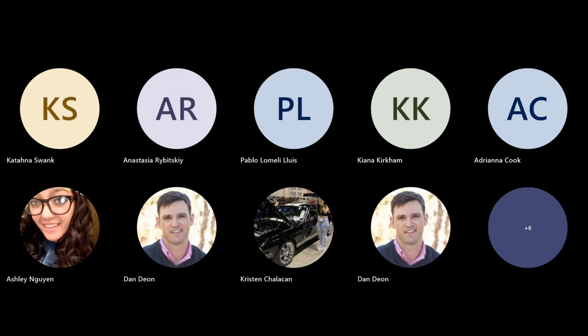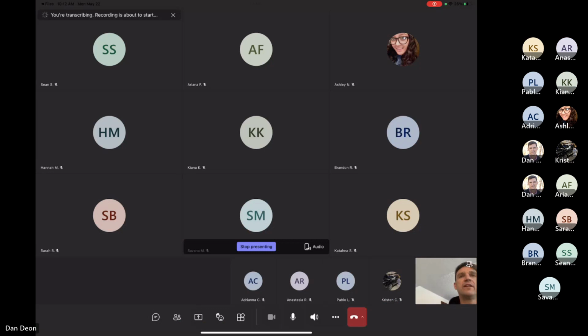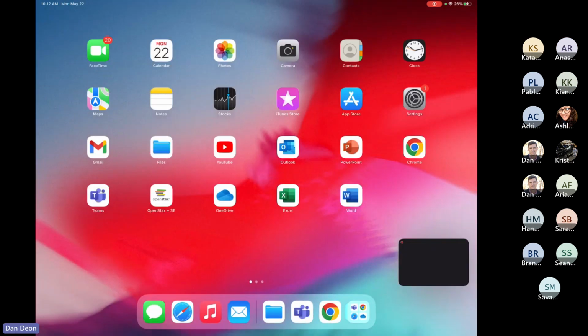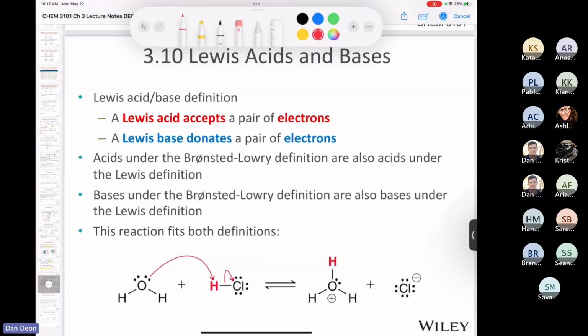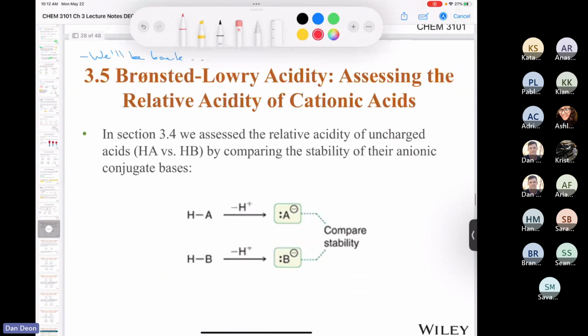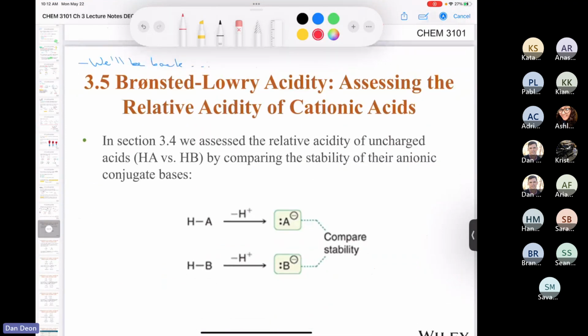To leave the cationic acids till after. All right. So a section that I kind of skipped over with you was the section about cationic acids, which is section 3.5. So Bronsted-Lowry acidity, assessing the relative acidity of cationic acids.